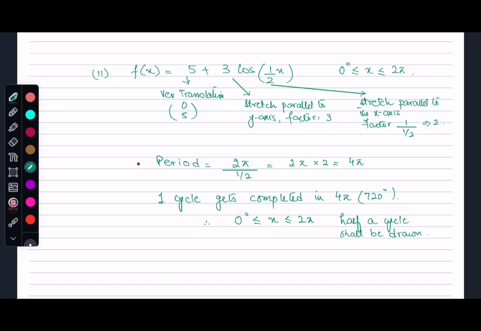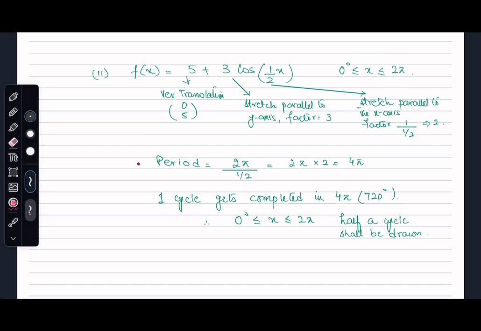So if I divide 2 pi by 1 by 2, then my answer is going to be 2 pi into 2, which equals 4 pi. Now this means that one cycle for this given function gets completed in 4 pi, meaning 720 degrees. So if one cycle gets completed in 720 degrees or 4 pi, then again check the given domain.